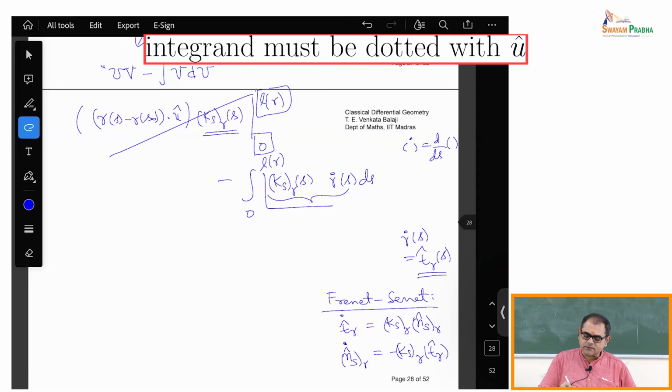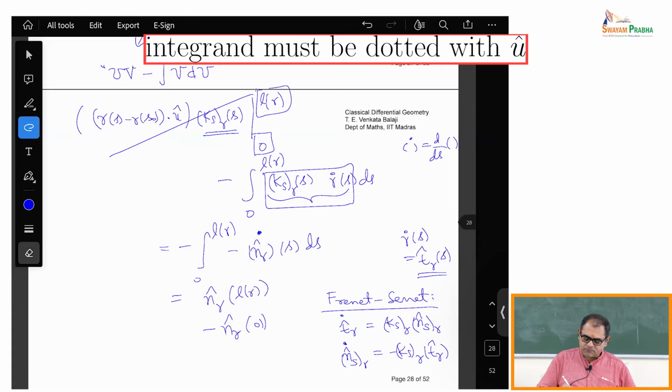So this is going to be minus n cap dot, and therefore this is going to be minus the integral 0 to L of gamma. I'll get minus n gamma cap dot s ds, but you see this is a derivative, and by the fundamental theorem of calculus it's just n cap gamma at L of gamma minus n cap sub gamma at 0, and that is of course 0. So this is equal to 0.